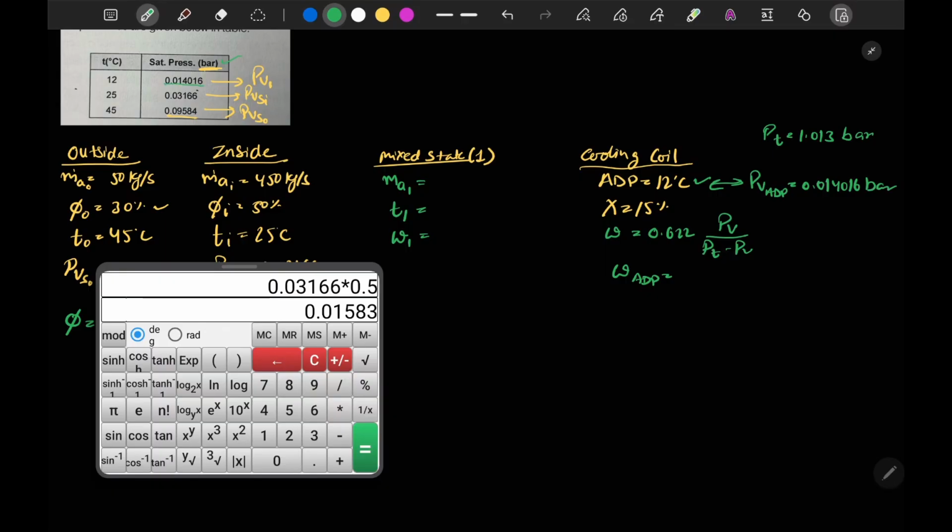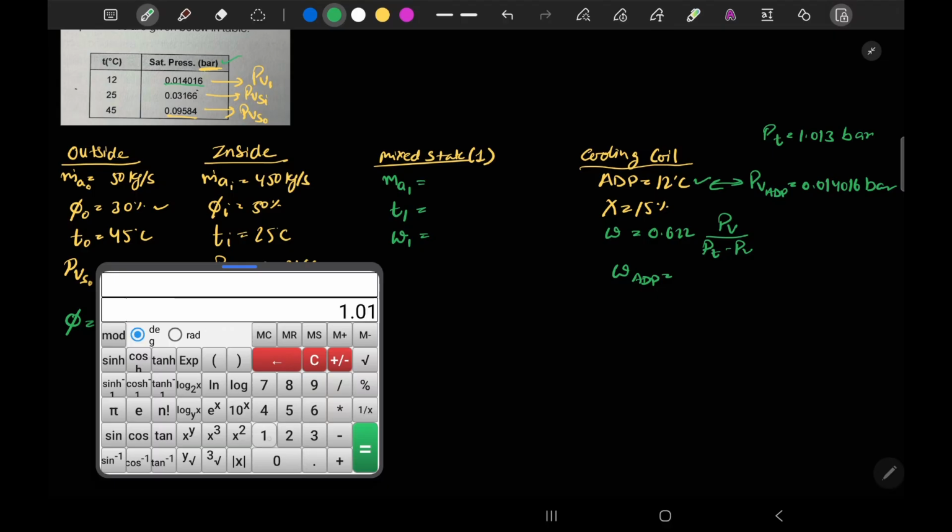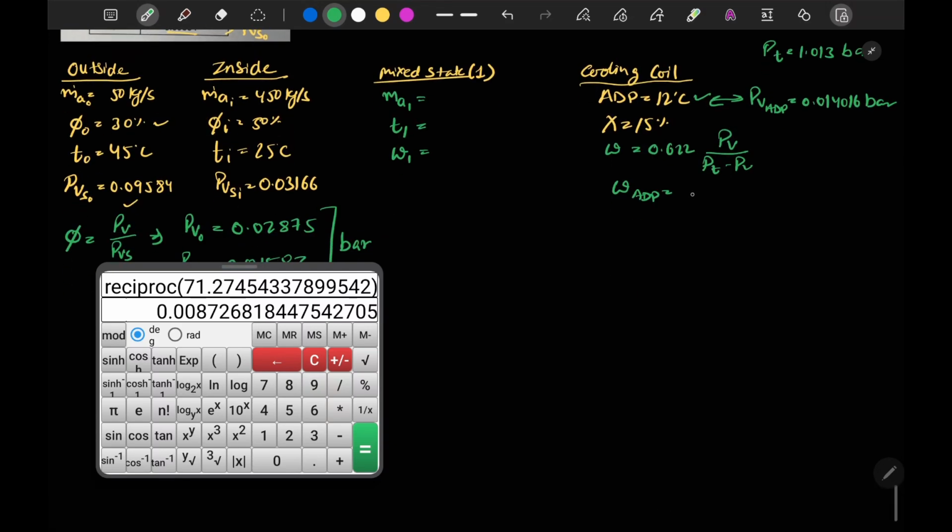Now if we want to calculate our omega value, we can do it by substituting this value, 0.014016, into the equation: 1.013 over this value minus 1, inverse, times 0.622. So we obtained omega ADP is equal to 0.0087 kg per kg of dry air.